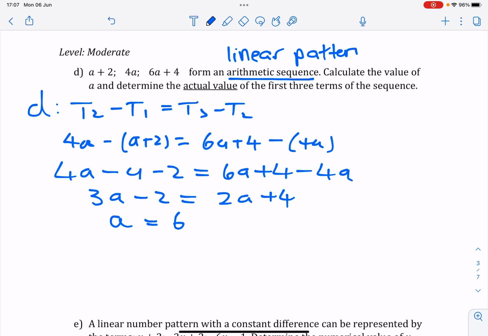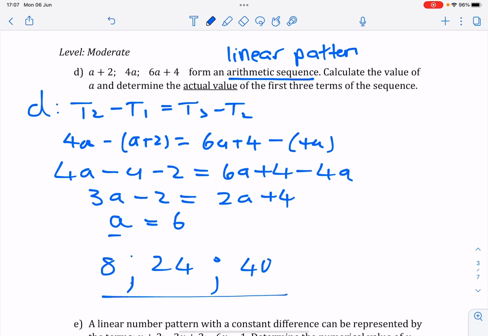So then to get the different terms, the actual values, the first one is a plus 2. So 6 plus 2, which is 8. 4 times a, which is 24. And 6 times 6, which is 36, plus 4, which is 40. So there's your first three terms.